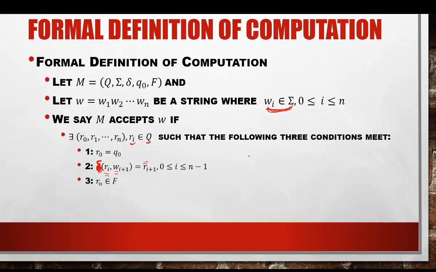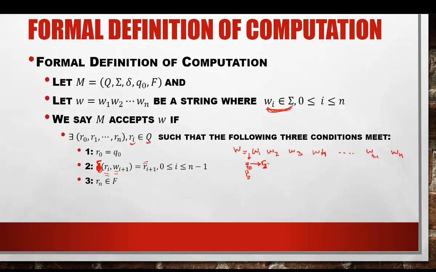Which means that here's our sequence. Our sequence is W sub 1, W sub 2, W sub 3, W sub 4, to W sub n minus 1, and finally W sub n. So if this were my W, then I start at Q sub 0, so this is R sub 0, which is equal to Q sub 0, then upon seeing W sub 1, I go to R sub 1. So if I'm in R sub 0 and I see W sub 1, I go to R sub 1.